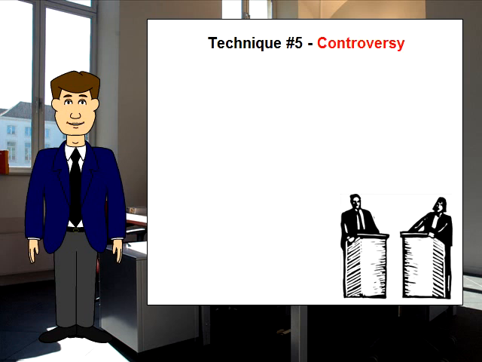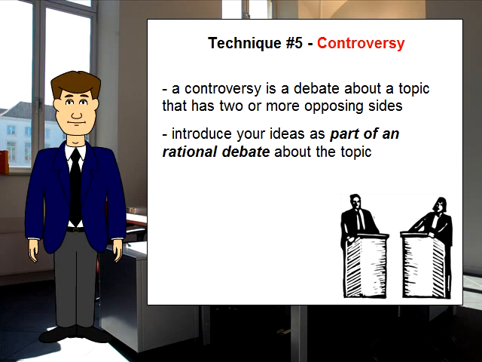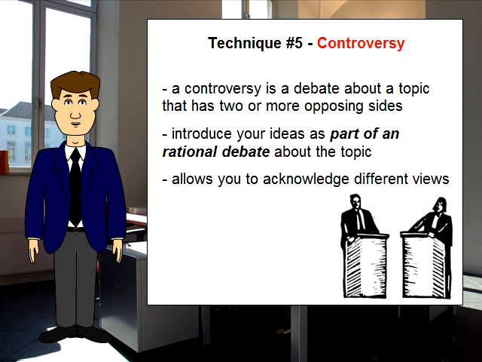Our fifth and final technique is called controversy. A controversy is a debate about a topic which has 2 or more opposing sides. One way to introduce your arguments is to present them as part of a rational debate about the issue. This technique allows you to acknowledge different viewpoints, but make sure that your position on the topic is crystal clear.